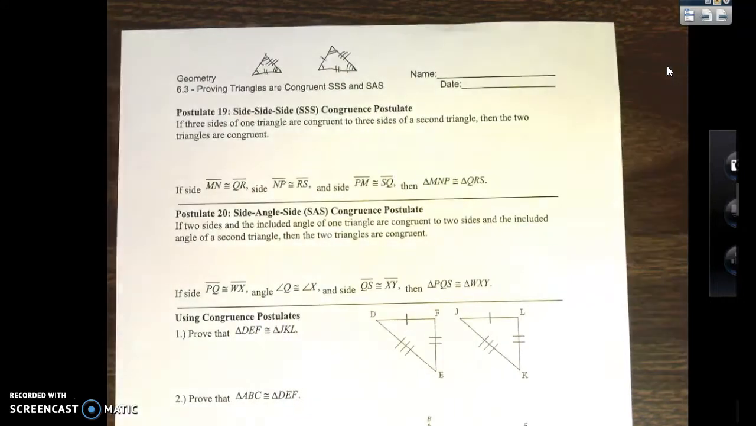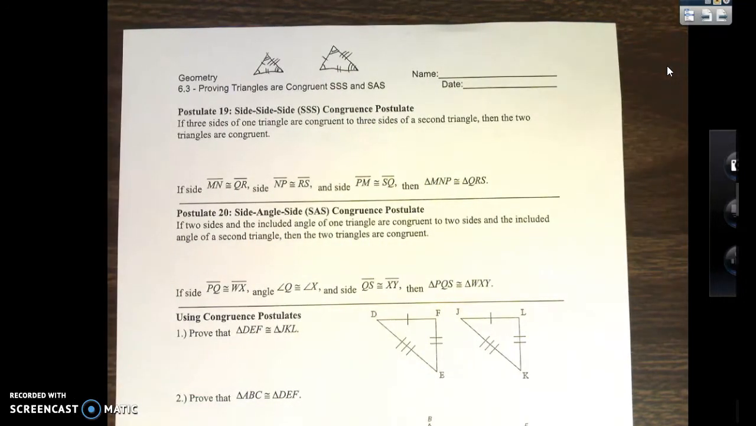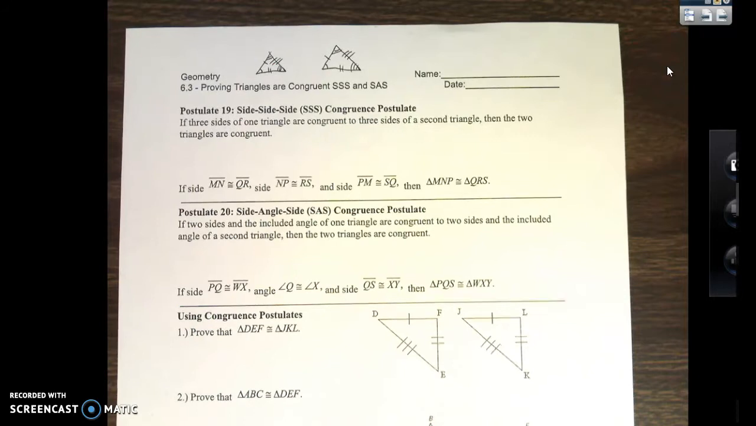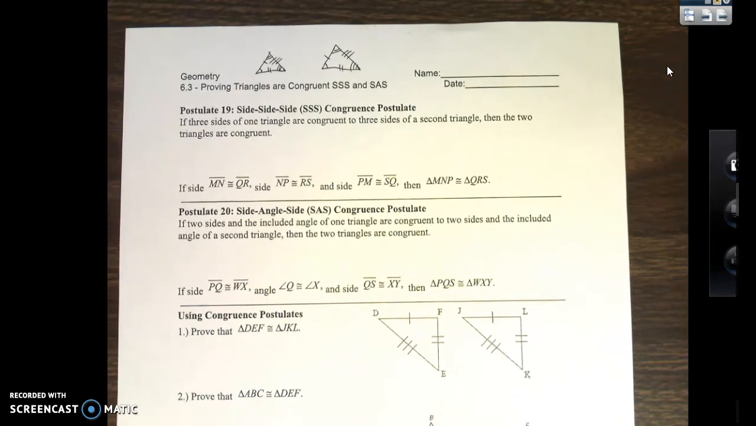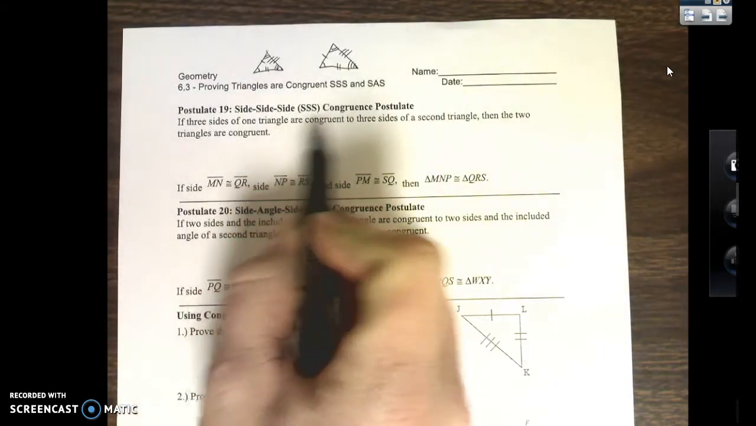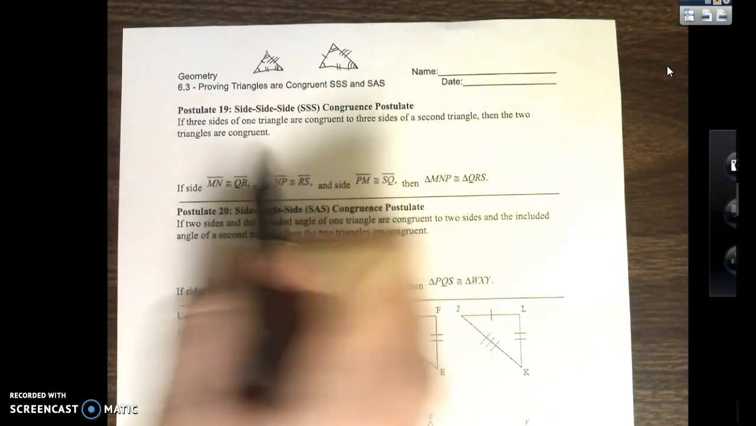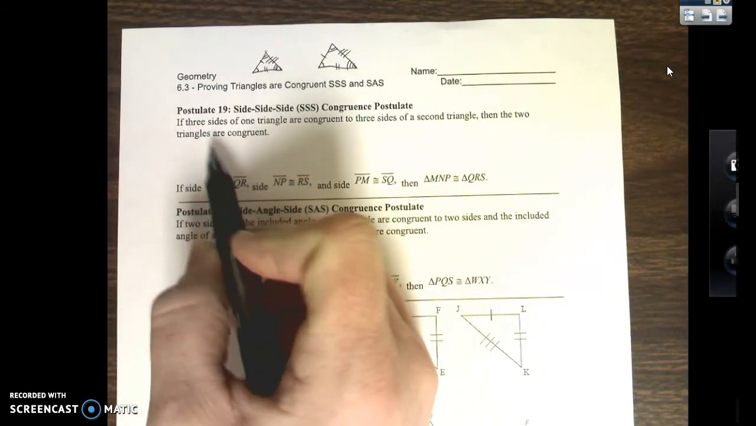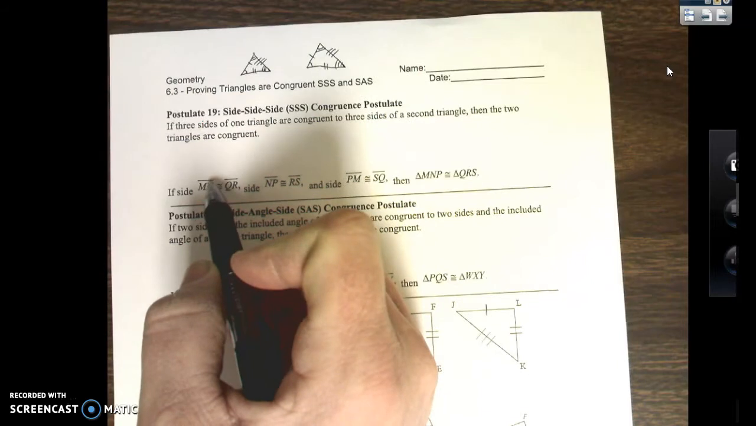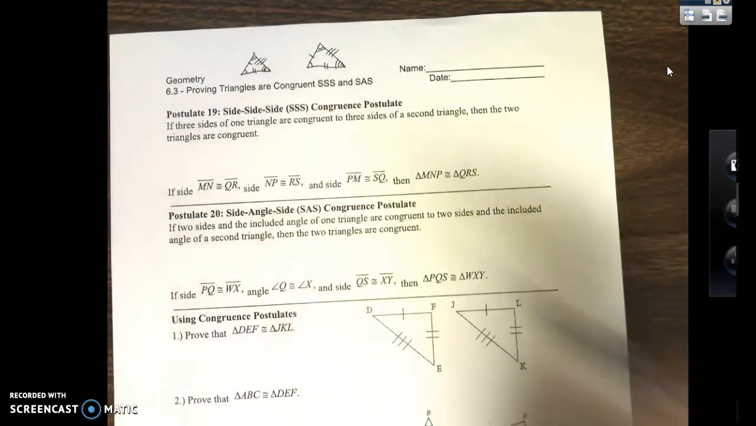Now, as I mentioned before in class, mathematicians are very lazy, in terms of they don't want to write things out. We like numbers more than we like words. So, SSS stands for the side-side-side congruence postulate. And here we go. If 3 sides of one triangle are congruent to 3 sides of a second triangle, then the 2 triangles are congruent.